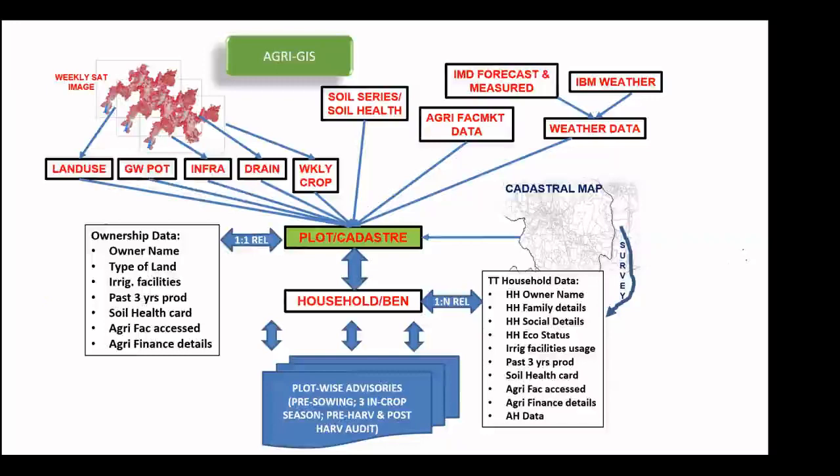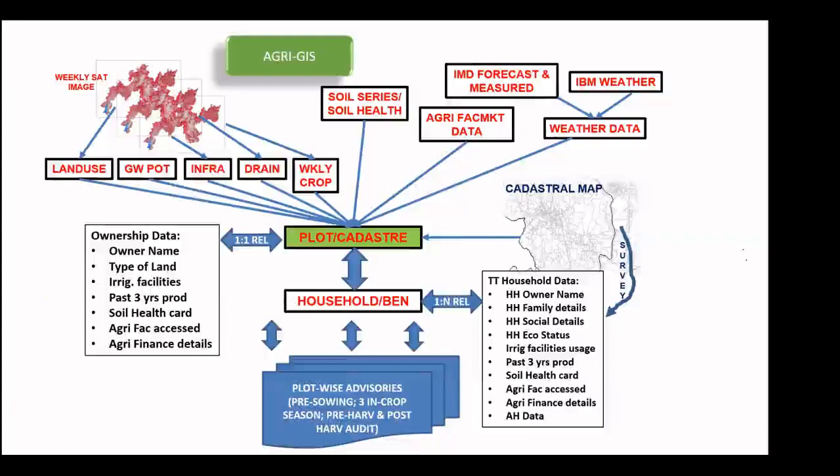And especially because it is agriculture related, we need to forecast what the weather is going to be. The area that we are working in is prone to cyclones, and also drought prone. Once in every 3 years, it is drought prone.